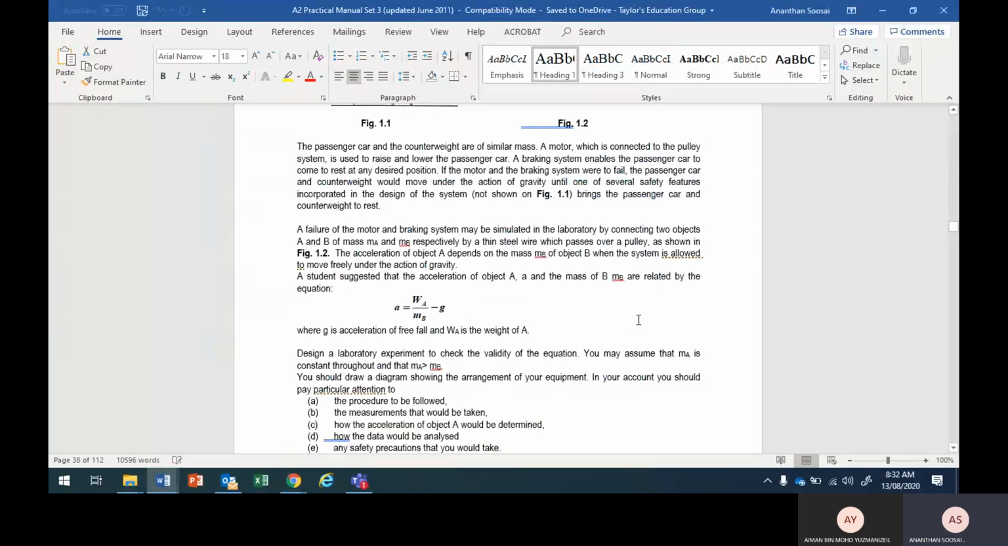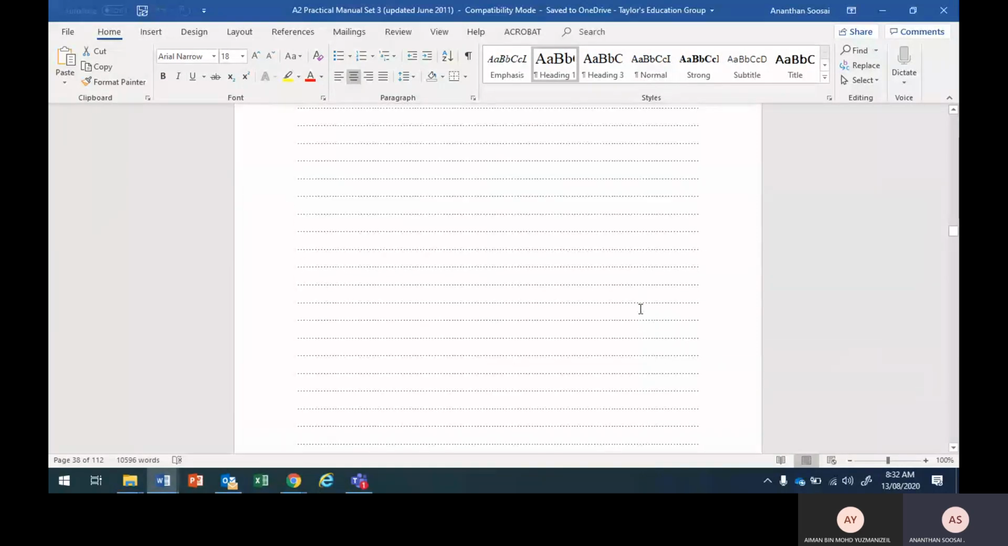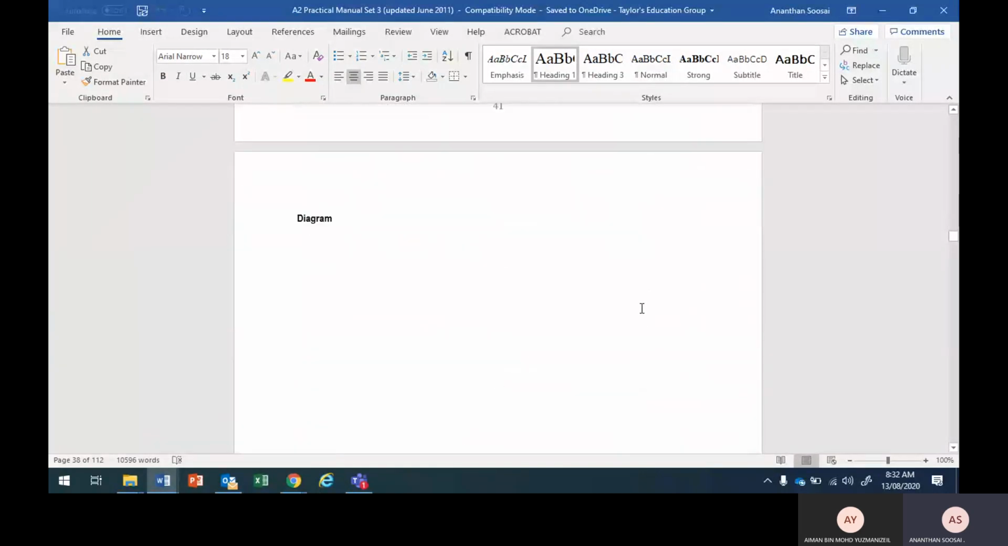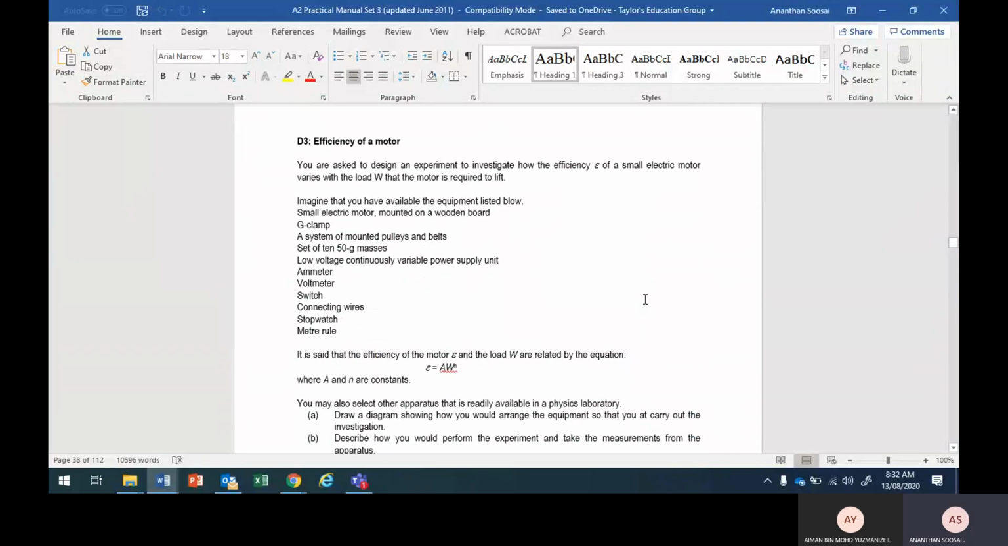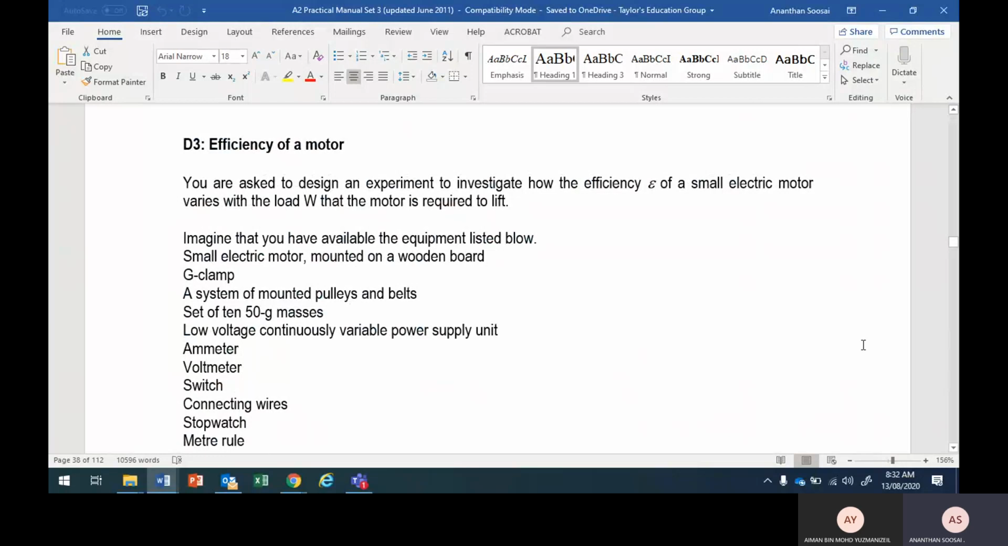Let me check which one is best. I go different type. I don't think so. I'll go for 2 first. Okay, D3. Read the question, try to figure out the setup.